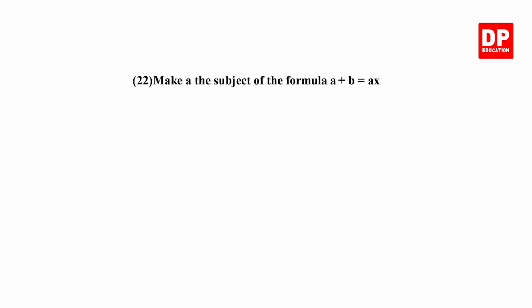Question number 22. Make A as the subject of the formula. A plus B equals AX. Here you have to take all A terms to one side. I'll take this A to this side. That becomes subtraction.